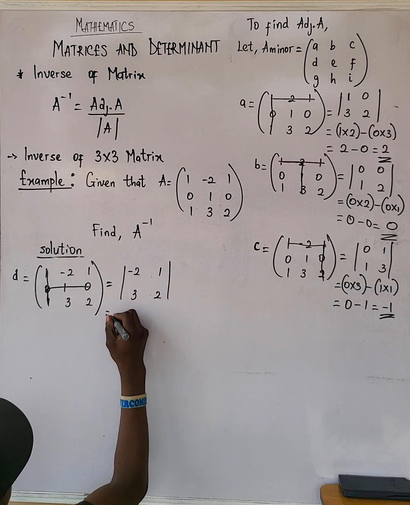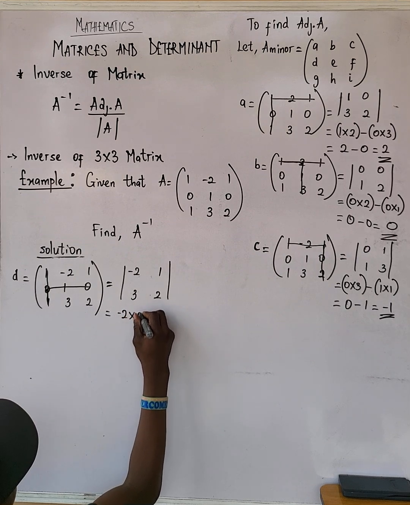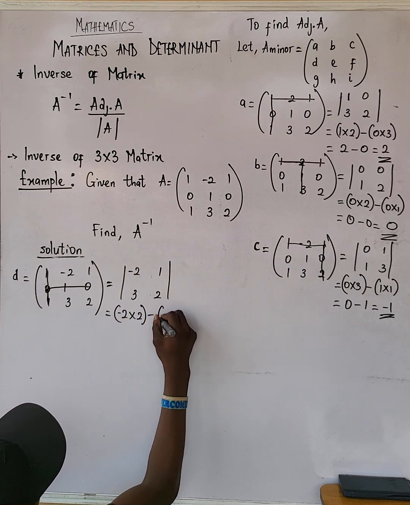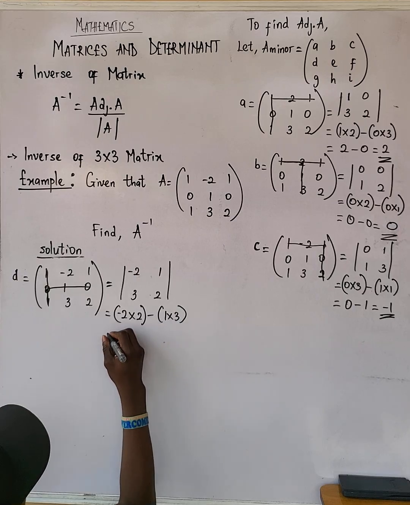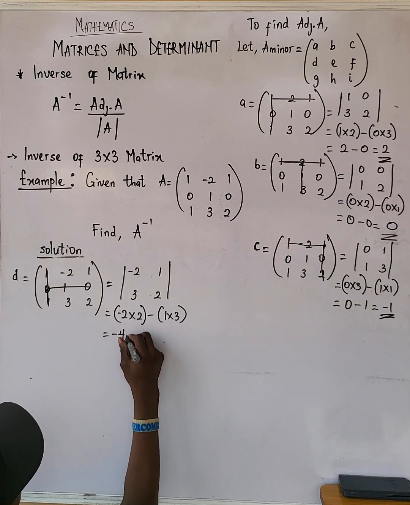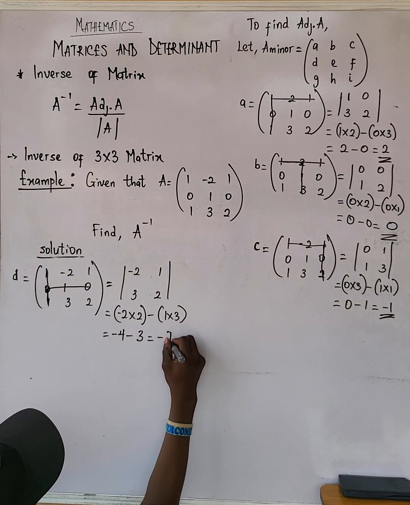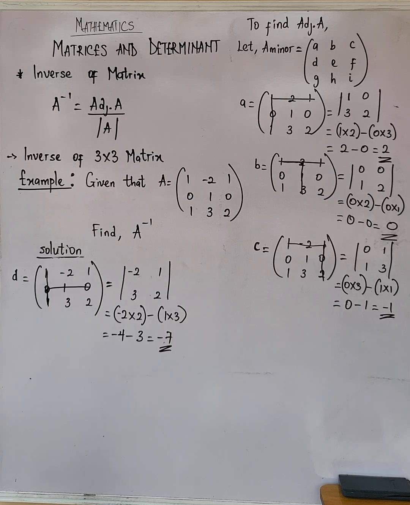So you say minus 2 multiplied by 2 minus 1 multiplied by 3. So here will give us minus 4 minus 3, and that will give us minus 7. And that's the answer for D.